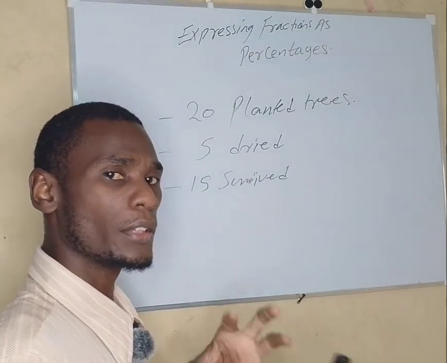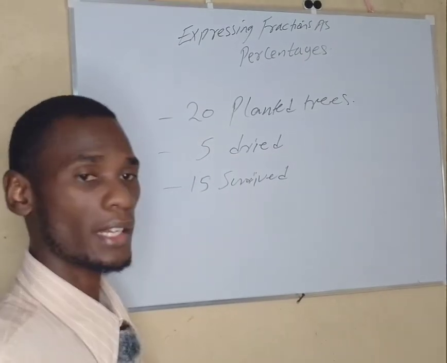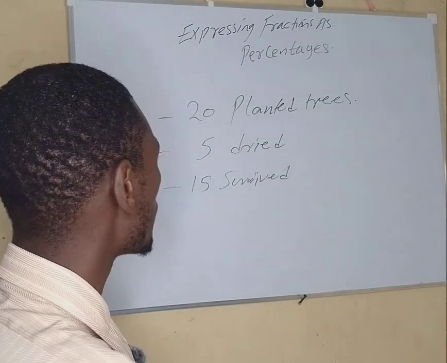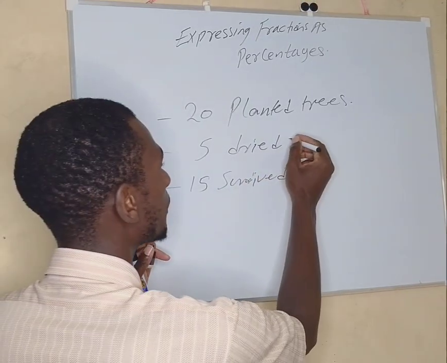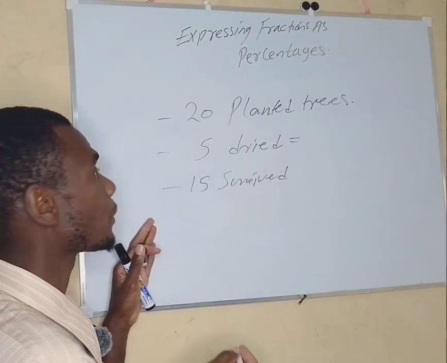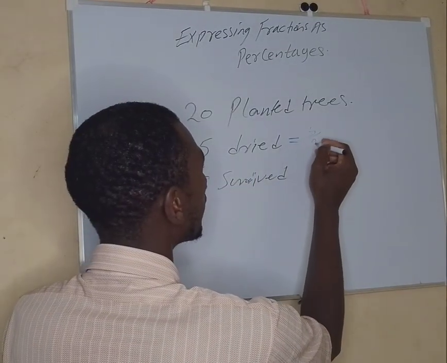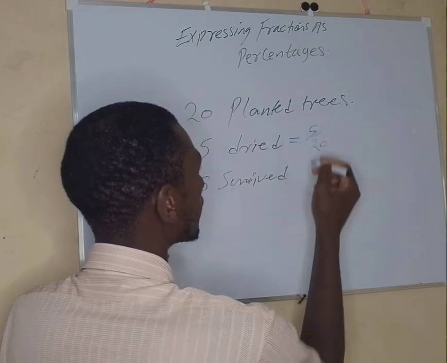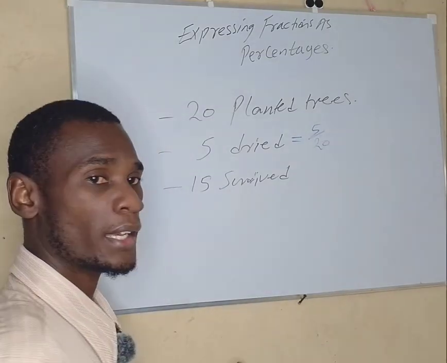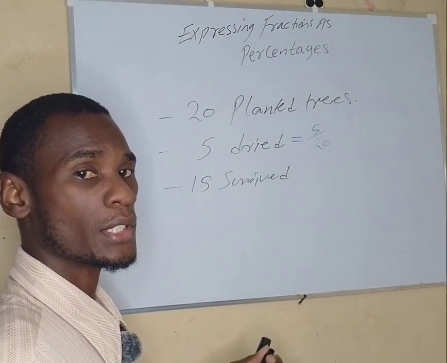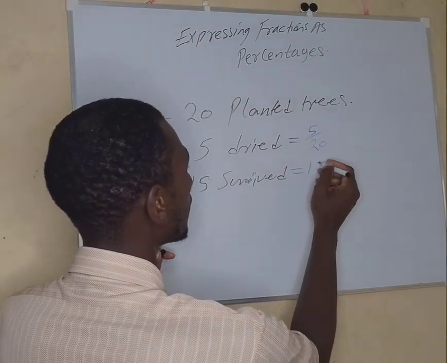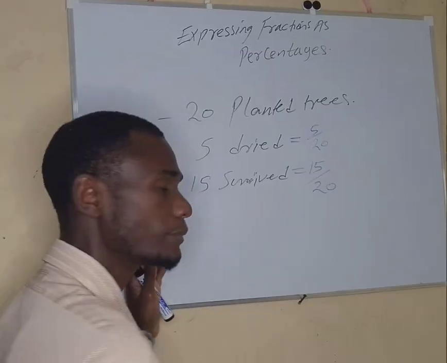So any question can come there, like what fraction represents trees that dried? You come to the number of trees that dried, you want to express this as a fraction. The number of trees that dried over the total, which is 20. So you will have 5 over 20. That is, you have expressed the number of trees that dried as a fraction. You can as well be asked what fraction of trees survived or did not dry up. So you take the number that remained, the 15 that survived, over 20.